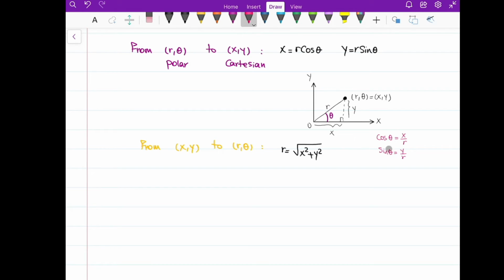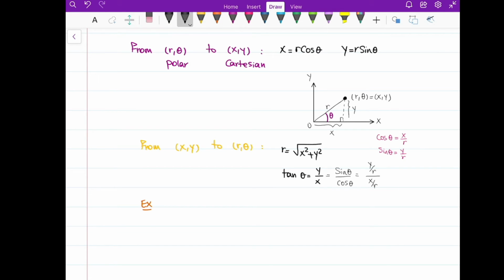Okay, so if I divide these two, I get what? I get tan of theta is what? It would be y over x. Why is that? Because tan is sine theta over cosine theta. Sine theta is y over r. Cosine theta would be x over r. So when I cancel 1 over r on both top and bottom, I get y over x, which would be here. Okay, so let me give you one example.